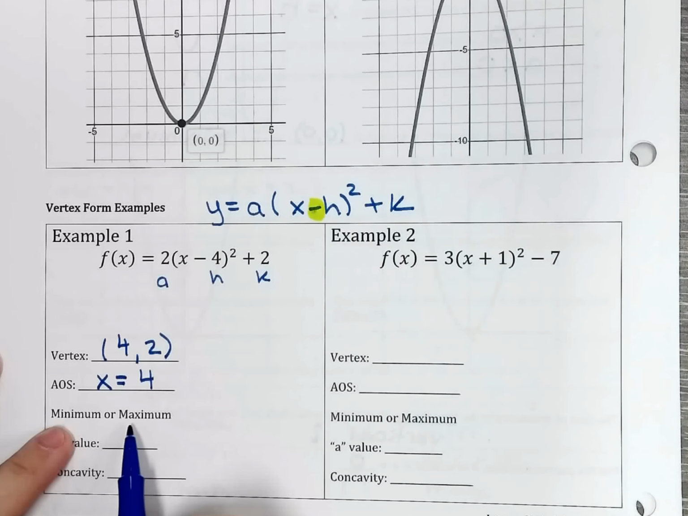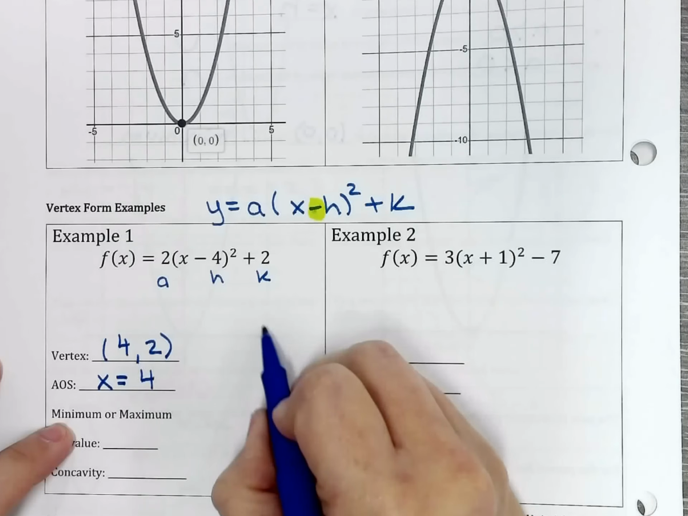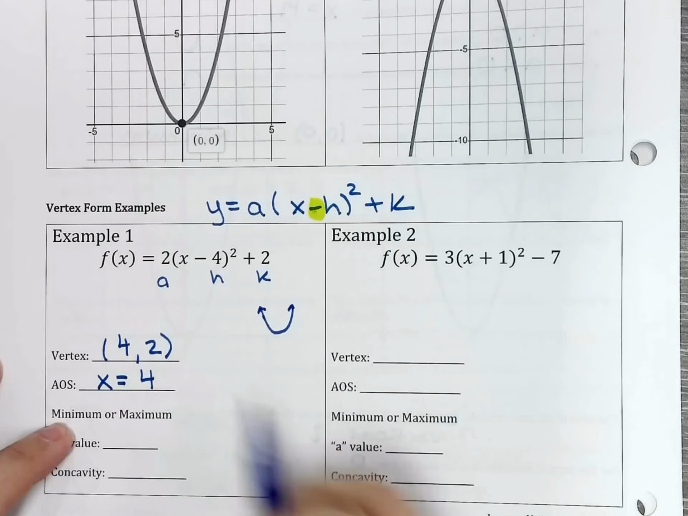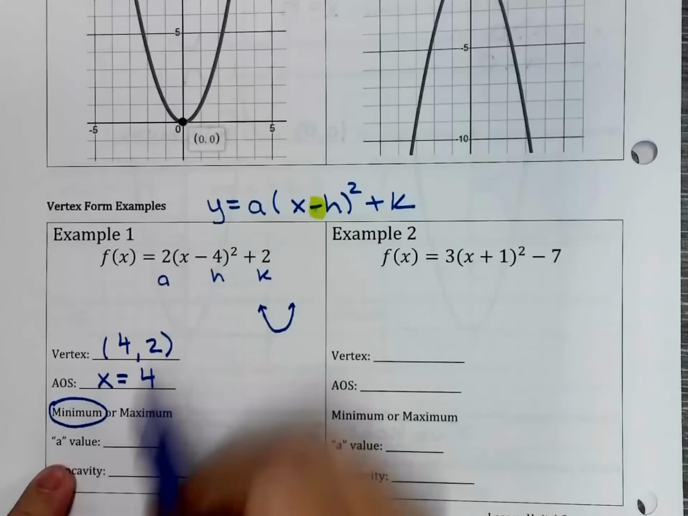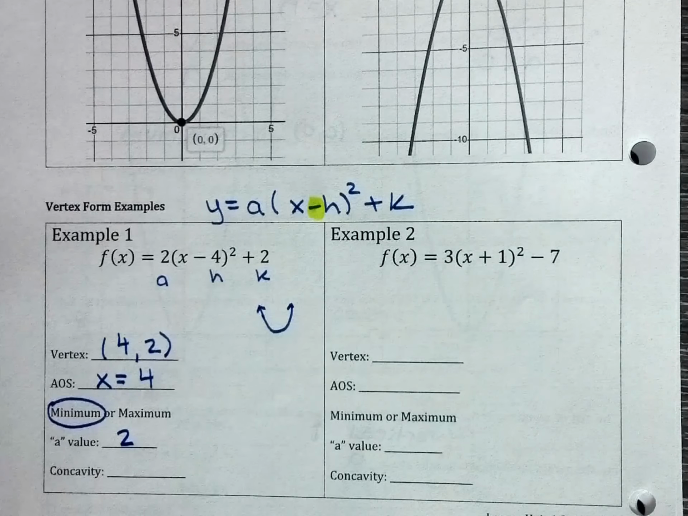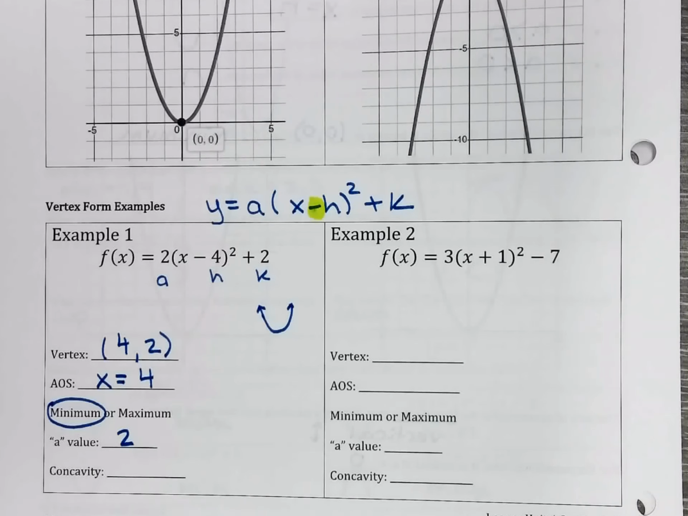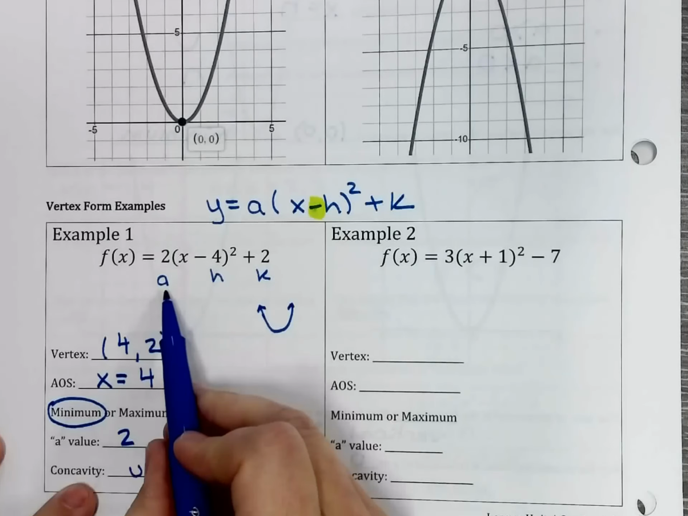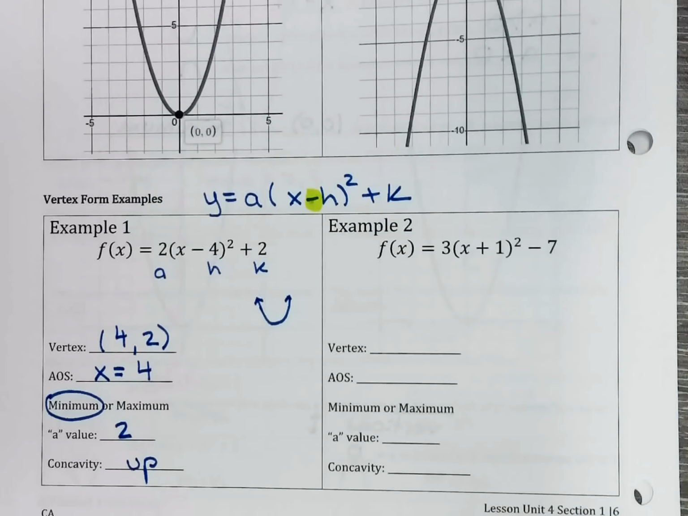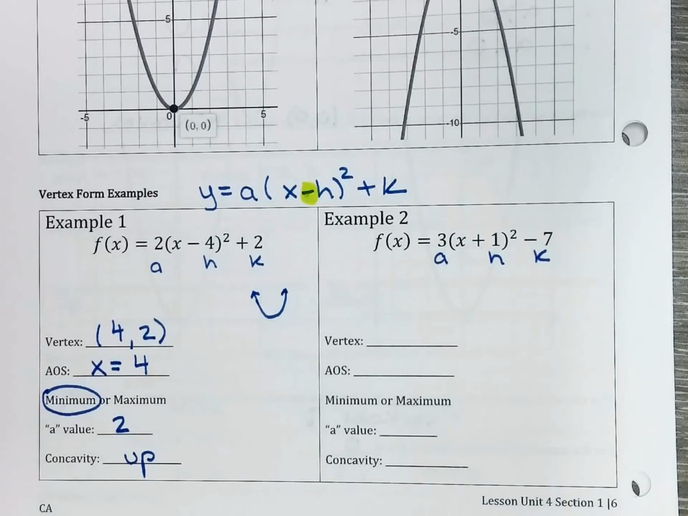If you were to sketch the graph of this parabola, you need to look at a. A is positive. Since a is positive, your parabola is going to look like this, and it's going to have a minimum. The a value is right there, so that's 2. Now the concavity: does it open up or down? In this case, because a is positive, it opens up.